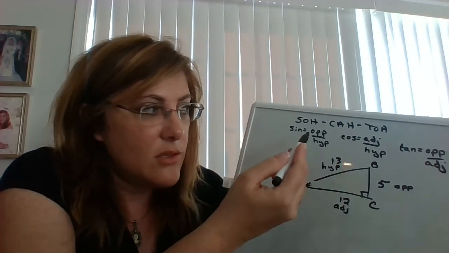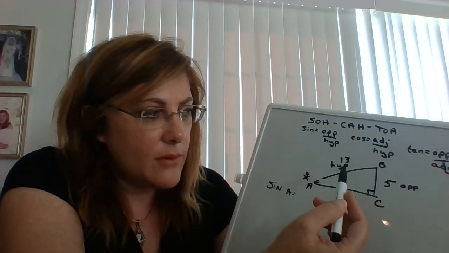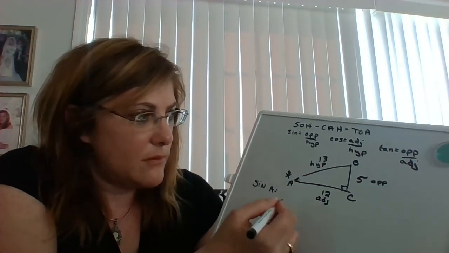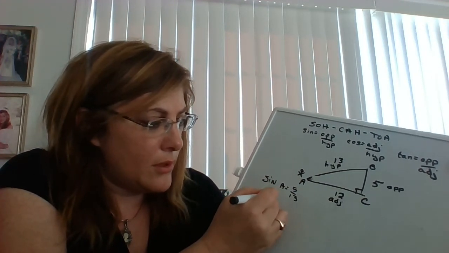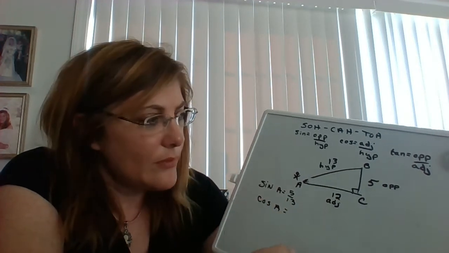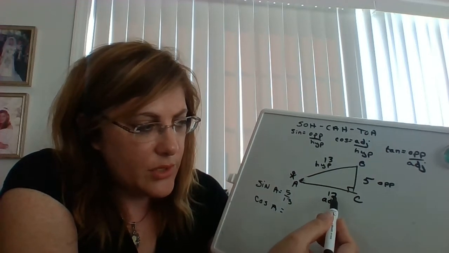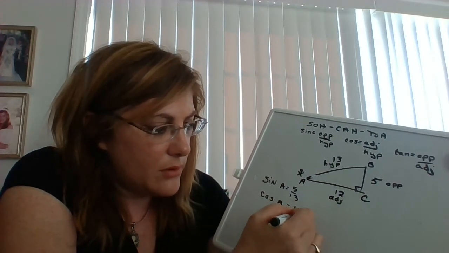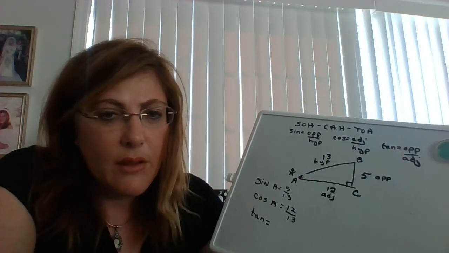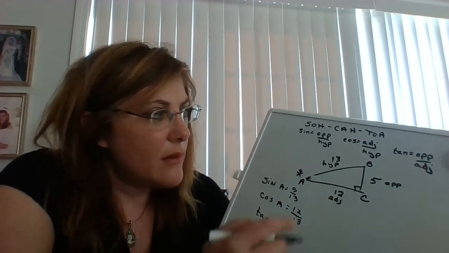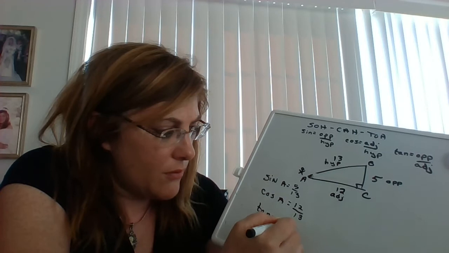Sine of A. Opposite over hypotenuse. That's it. 5 over 13. Let's look at cosine of A. Well, cosine of A is adjacent over hypotenuse. Adjacent is 12. Hypotenuse is 13. Let's look at tangent. Okay, well, tangent of A, opposite over adjacent. 5 over 12.